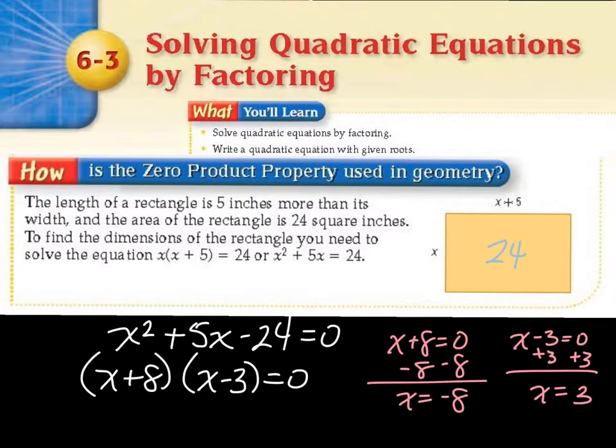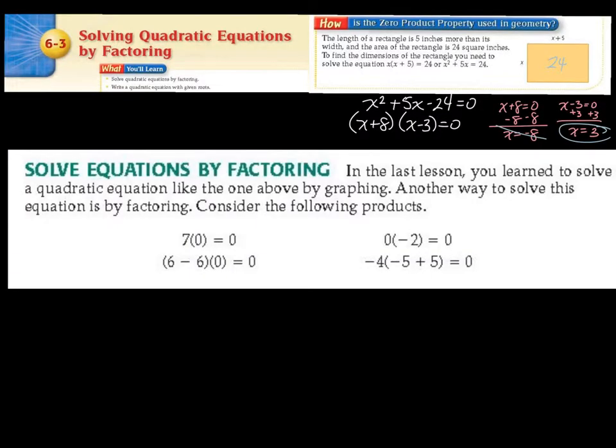I can solve those two related mini equations and I find the two values to make this true: x equals negative 8, which probably isn't going to work out so well for the side of a rectangle, or x equals 3. In the last lesson, you learned to solve a quadratic equation like the one above by graphing, not the most efficient method.